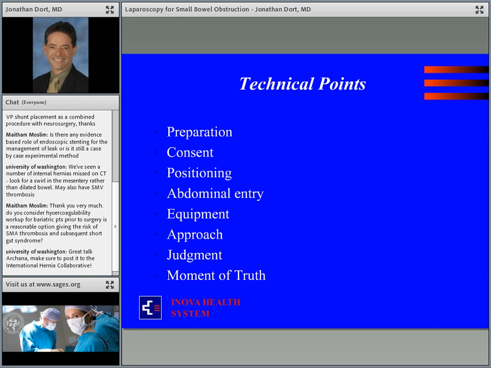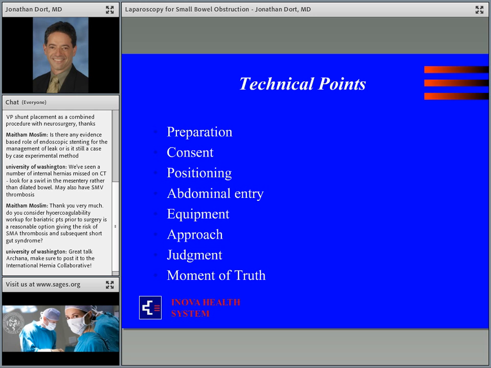You have to consent the patients appropriately. You can't say, we're going to do a laparoscopic adhesiolysis and assume that 100% of them are going to be finished laparoscopically. Patients have to be mentally prepared for an open incision. When you position patients, you want them supine, both arms tucked. You want to use preoperative antibiotics in case there's a likelihood of an enterotomy or a resection. If the patient is not a gastric bypass patient, a nasogastric tube is helpful in trying to decompress. Use DVT prophylaxis.